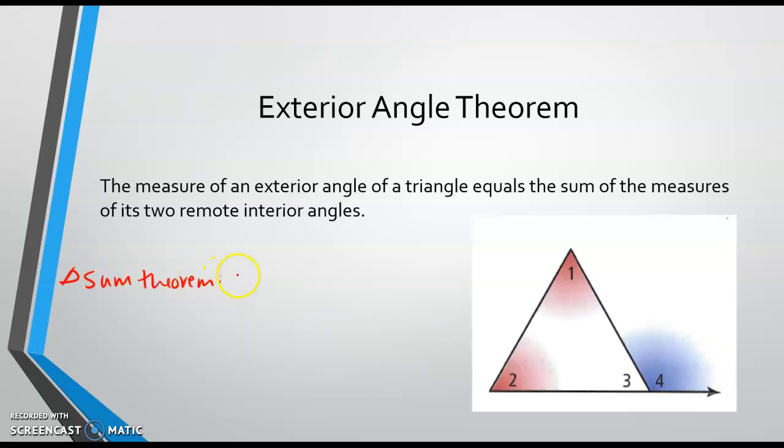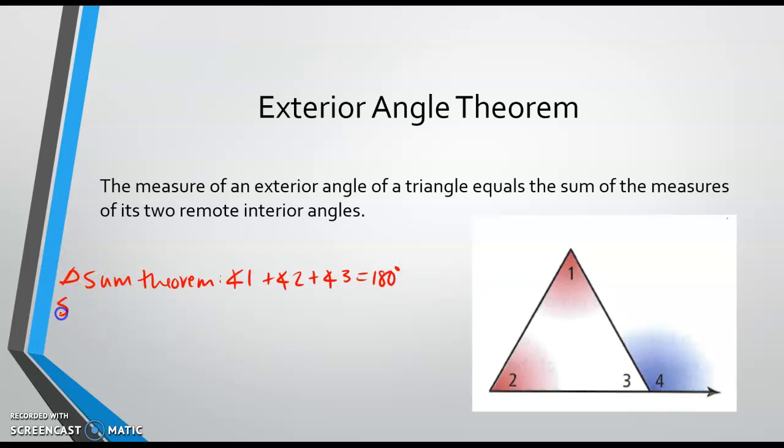And the fact that angle 1, oops, I cannot write. Let's try that again. Trying to write too fast. Angle 1 plus angle 2 plus angle 3 equals 180 degrees. Right? We know that much.